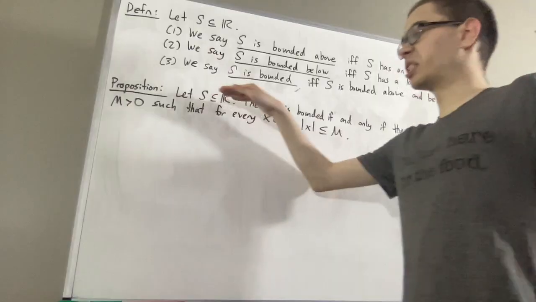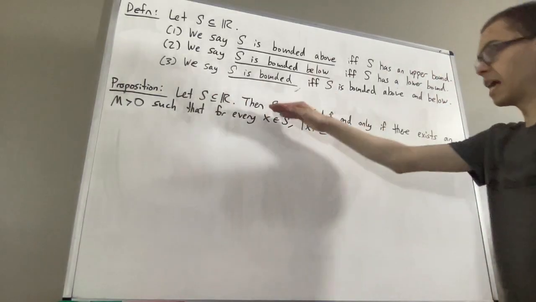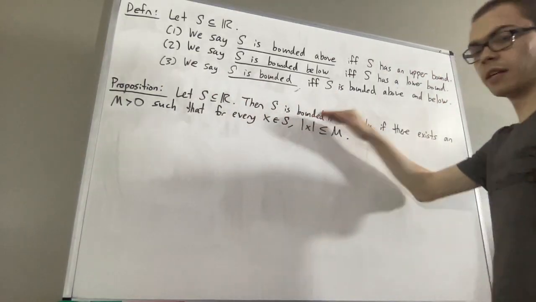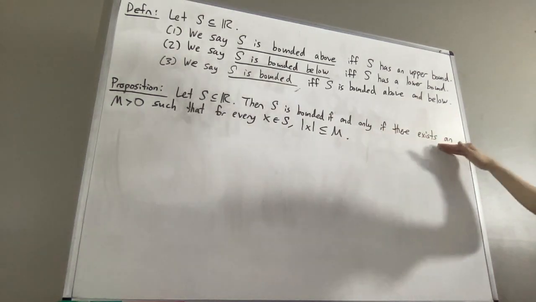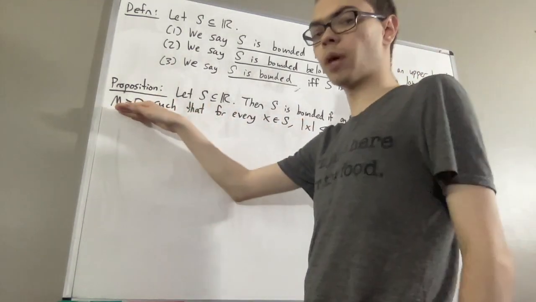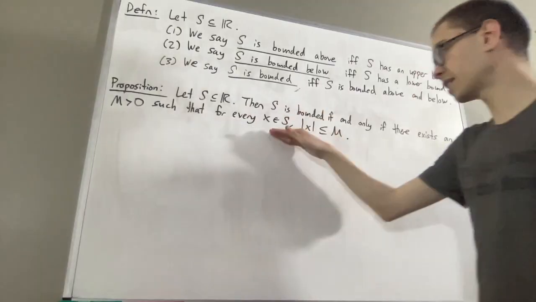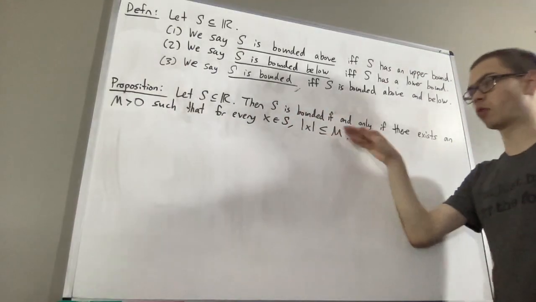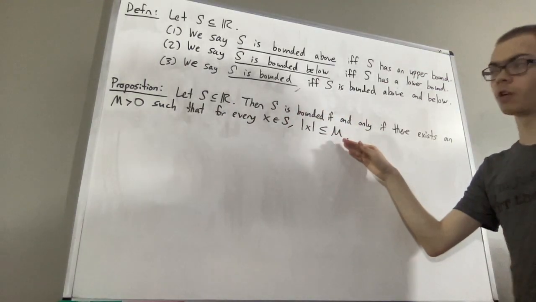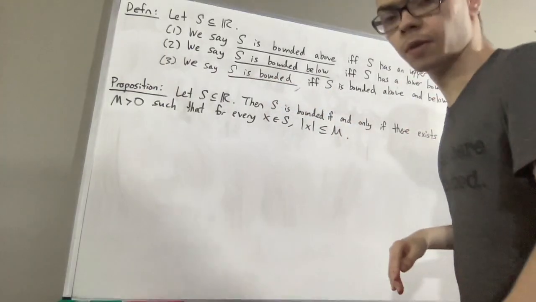Let S be a subset of the real numbers. Then S is a bounded set if and only if there exists a positive real number, capital M, such that for every x in S, the absolute value of x is less than or equal to capital M. Right, so this will often be useful.